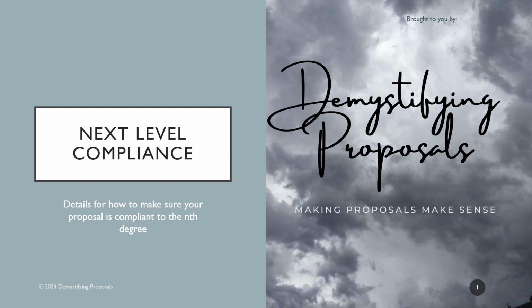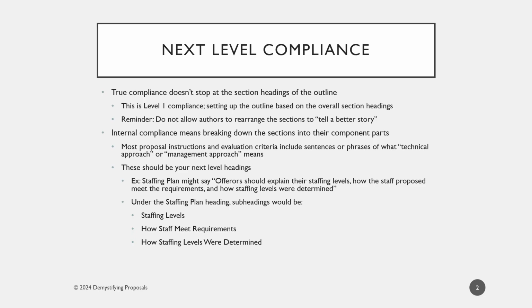In this video from Demystifying Proposals, we talk about next level compliance, not just how to build a compliant outline, but how to take compliance to the next level. True compliance doesn't stop at the section headings of the outline. That's level 1 compliance, setting up the outline based on the overall section headings in sections L, M, and C.